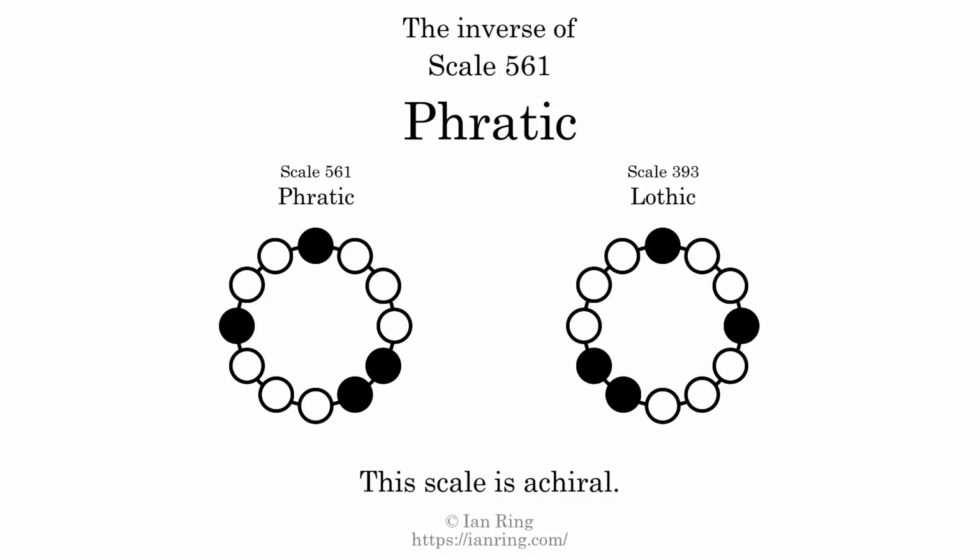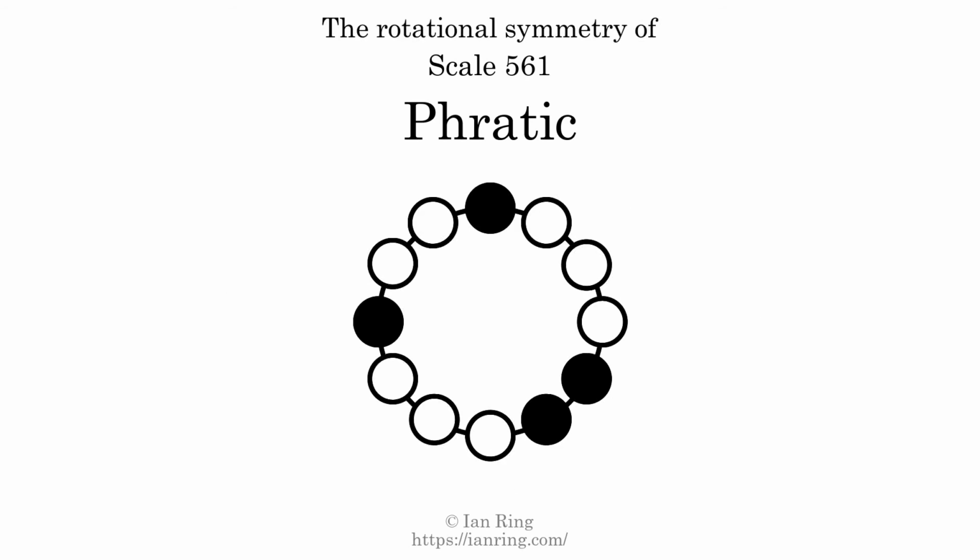The inverse of a scale is a mirror image. It is what you get when the sequence of intervals is reversed. The inverse of this scale is scale 393, also known as Lothic. This scale is achiral, since it can transform into its own reflection by a rotational transformation. This scale has no rotational symmetry.